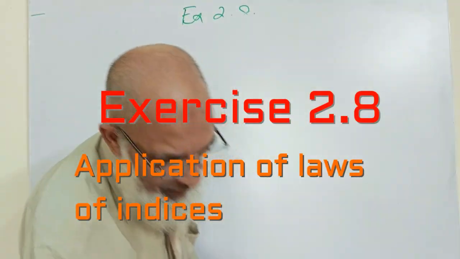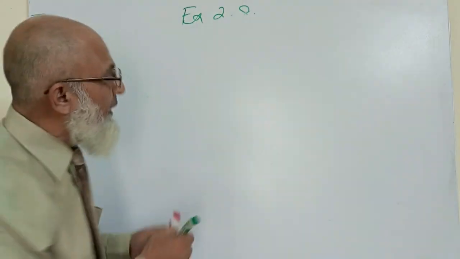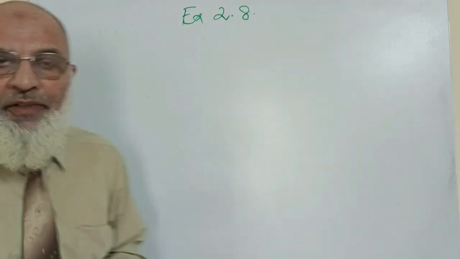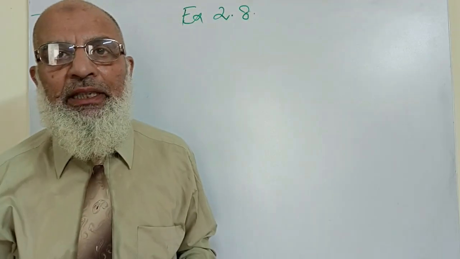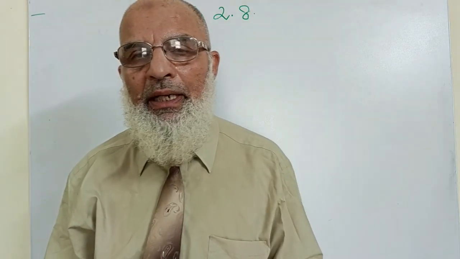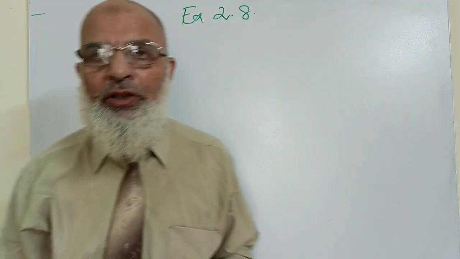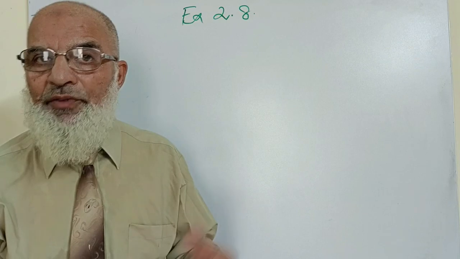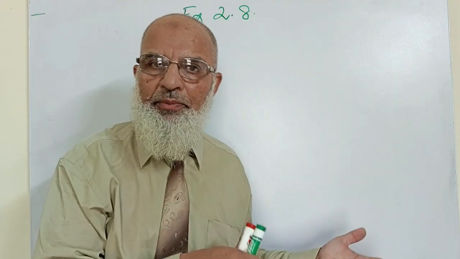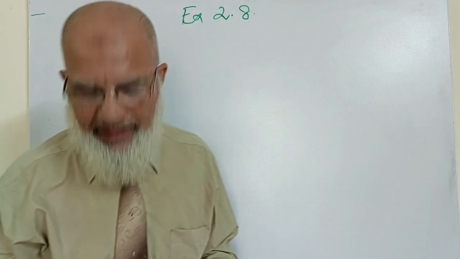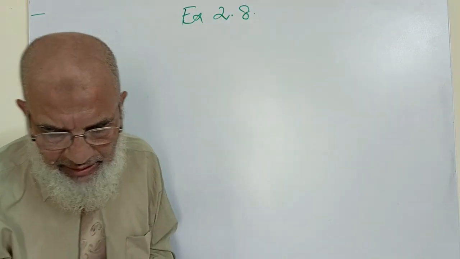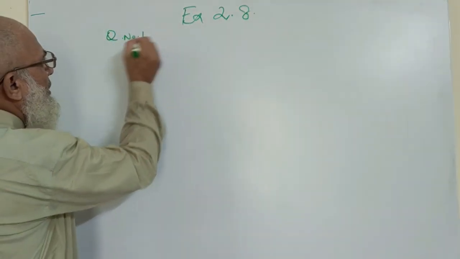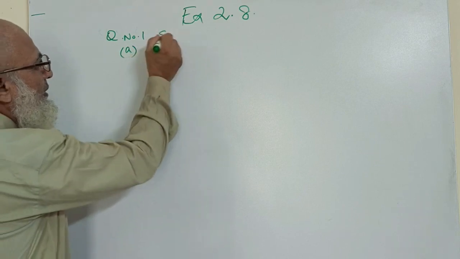So we were doing some exercise 2.8. In fact, we have not started it yet, but we have studied the laws of the powers and indices. So we are going to apply the laws of power and indices in this exercise, and the exercise which we have skipped, and that is exercise 2.7. So let's start with exercise question number 1, part A. It says simplify.